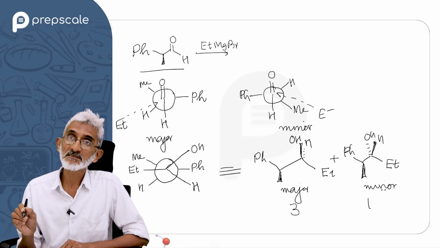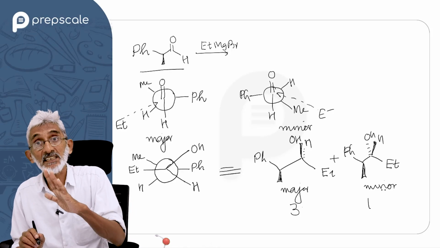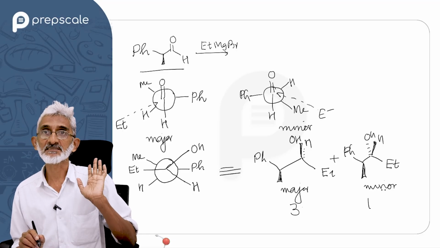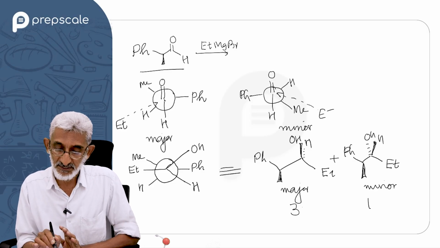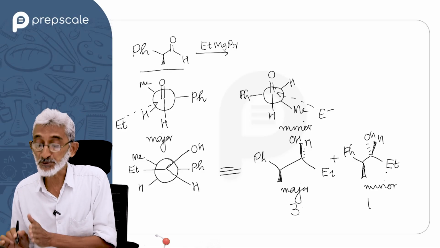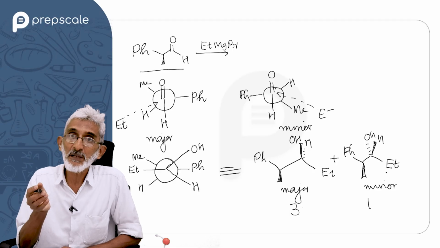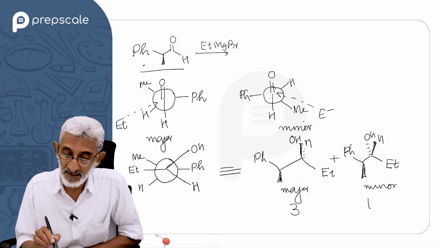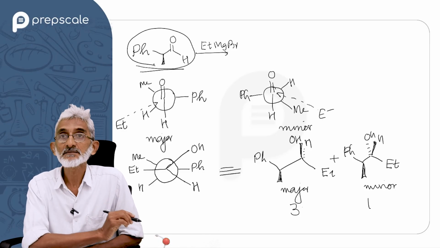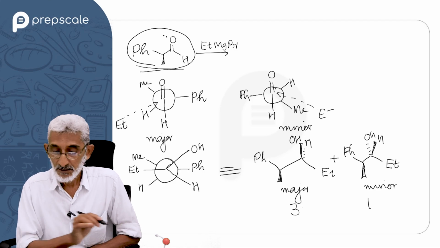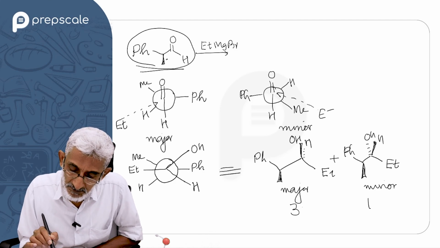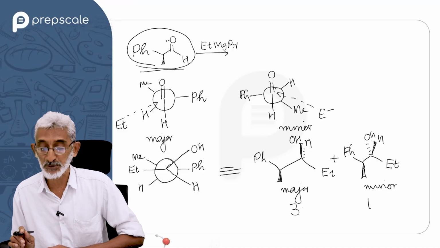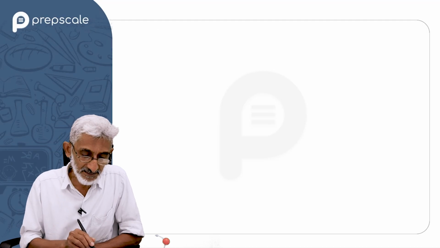Same products, different ratio. But remember, the mode of attack is just the same. Both attacks occur on the psi phase, and that gives you two different products. So by manipulating the nature of the substrate, see, your substrate is chiral. Remember, it's a chiral reagent, a chiral molecule. So it is this group which is deciding the incoming group, in which direction it has to go. Now let us look at the third case.